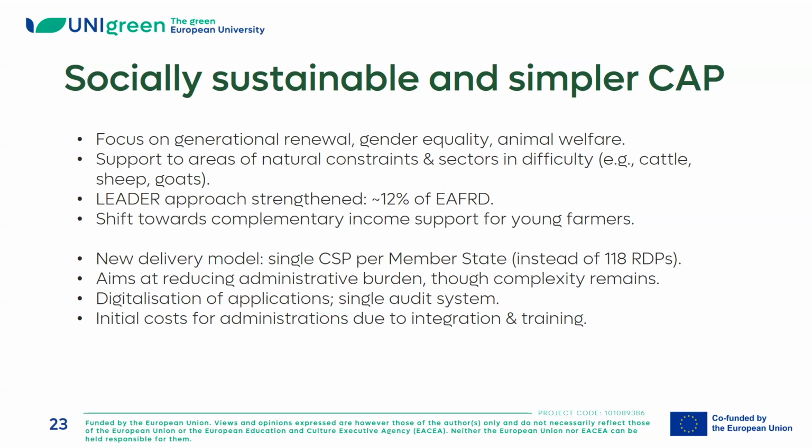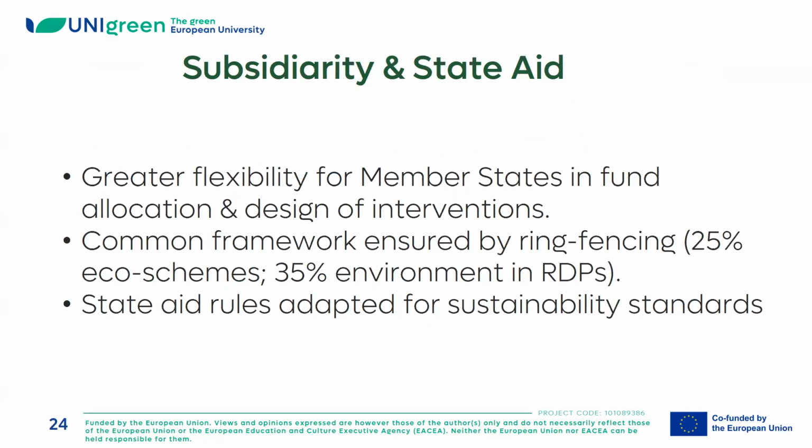In general, this is related to the simpler gap, subsidiarity and state aid. Increased subsidiarity allowed member states to better respond to their needs, giving them the opportunity to progress towards the objectives of a fairer, greener, and more social common agricultural policy. In order to ensure a minimum coherence, the framework is based on the conditionality in several mandatory provisions.